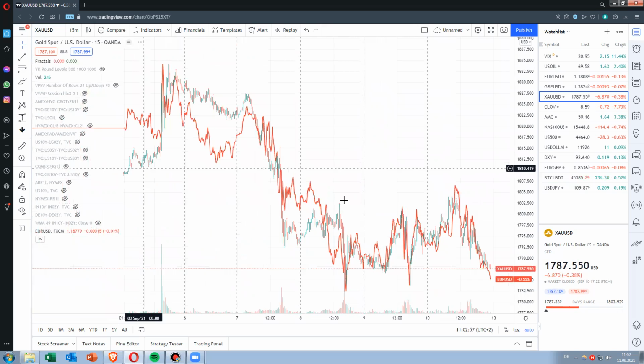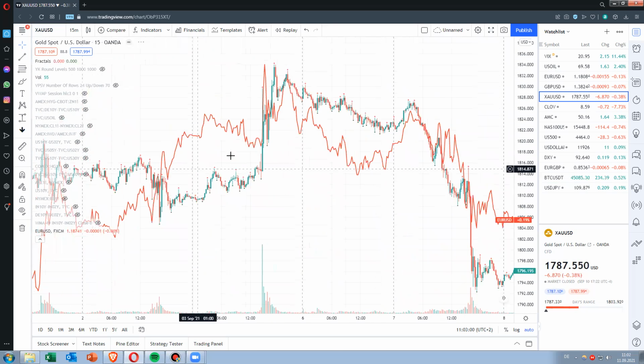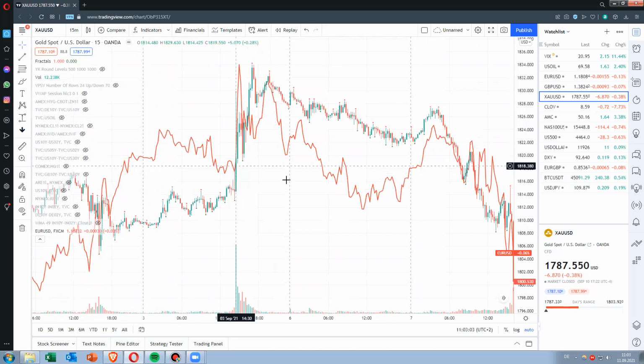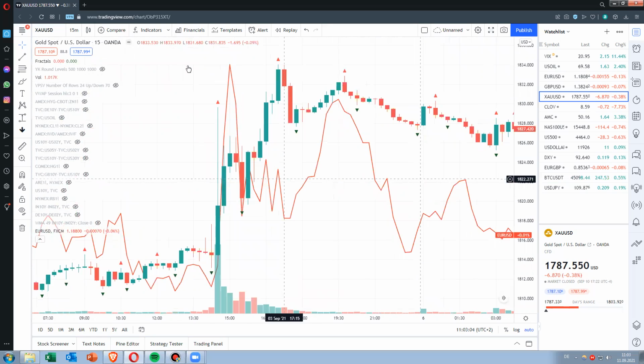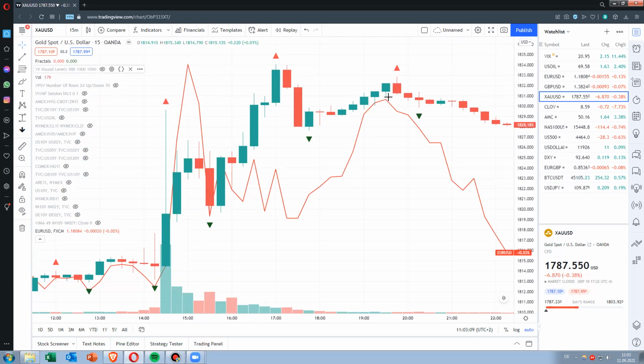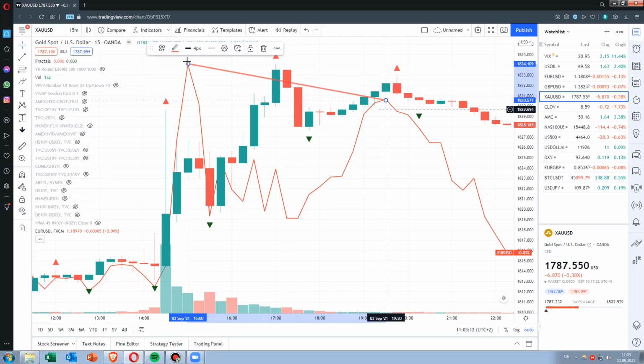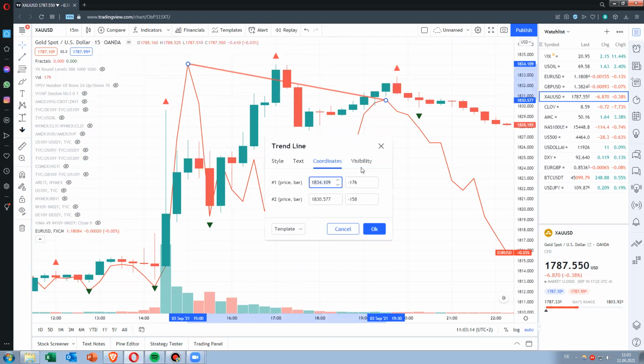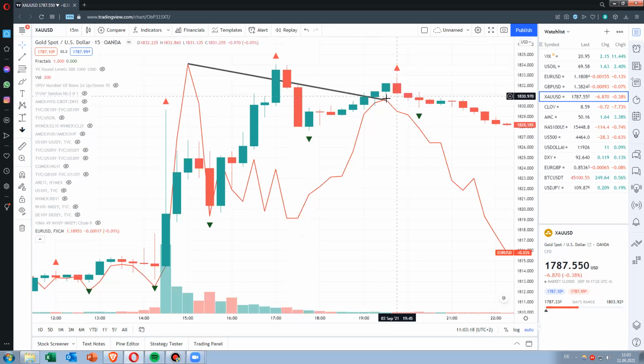For example, look at this top here. This is a brilliant top edge. You see, this is a big spike, right? Now you see this curve is not making a higher high. This is like ICT's SMT divergence. You see, this is not making a higher high.